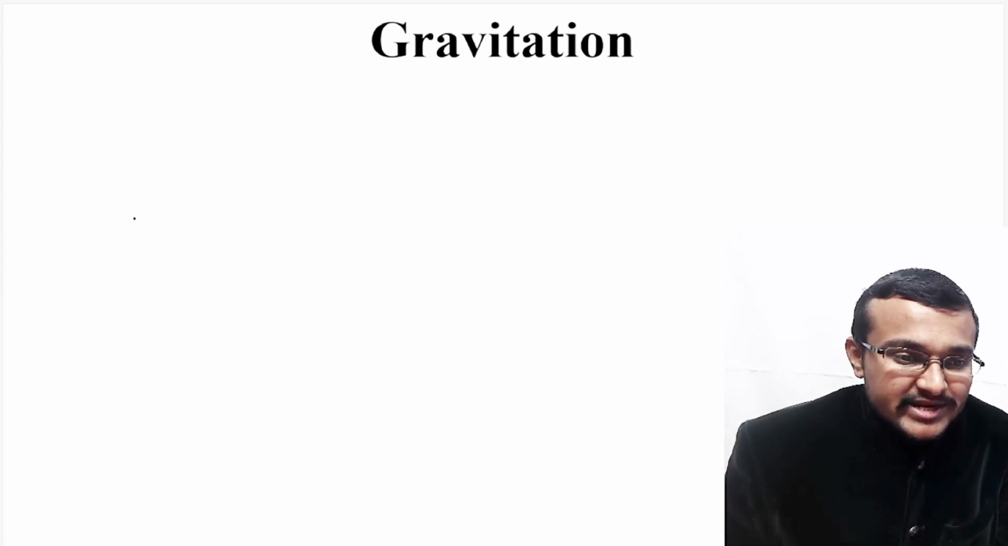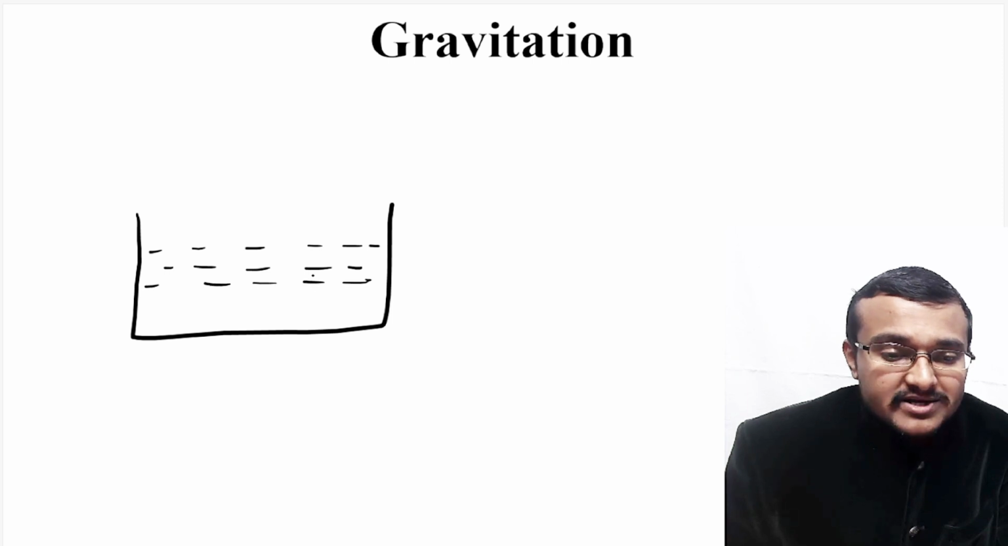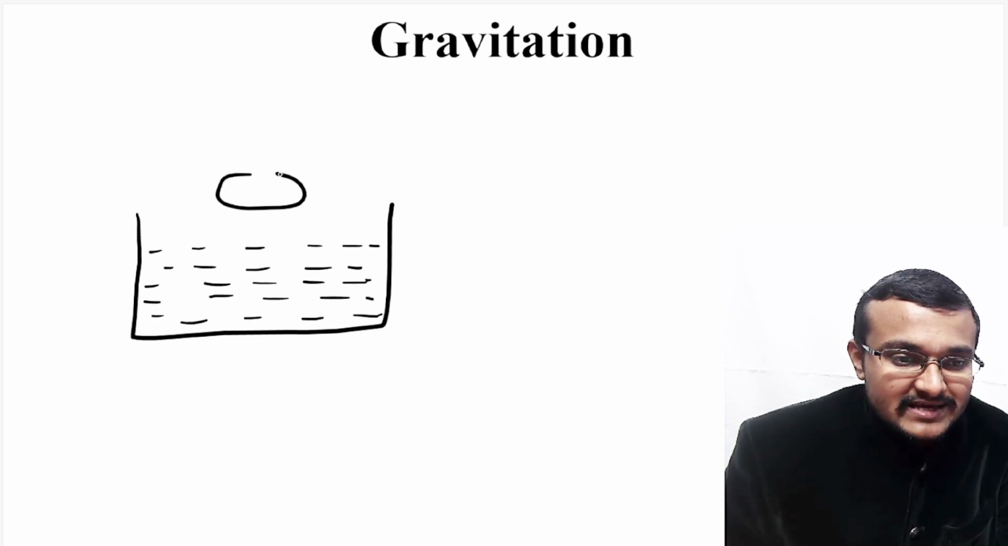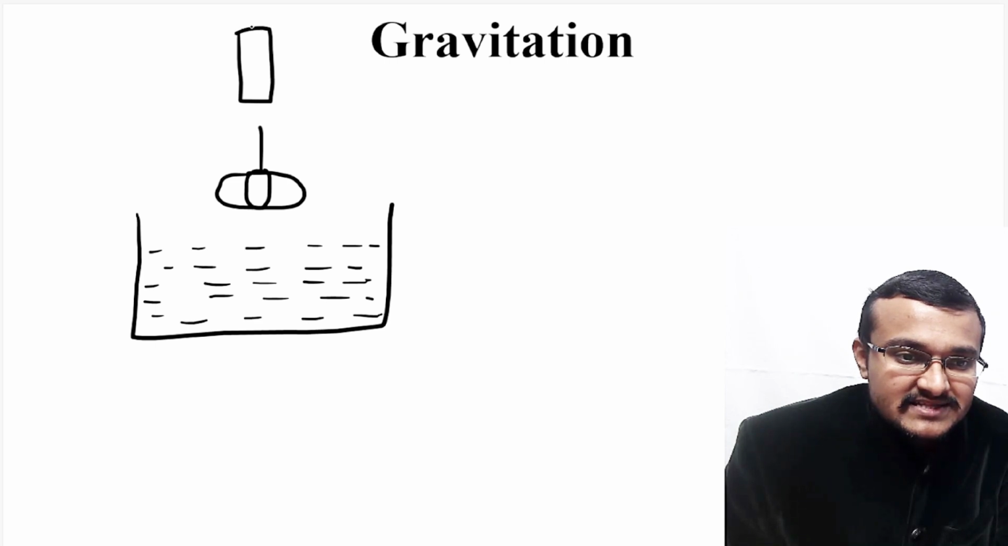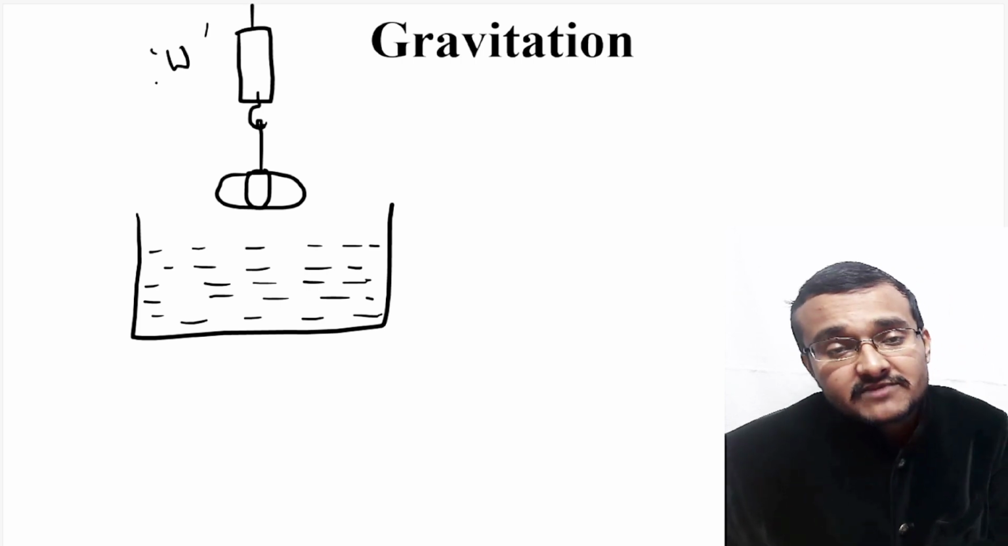Now we will take one more example. Let us take water in a container and take one stone like this. If you tie a thread to this stone, and the thread is tied to a weighing balance which is hung over this, the balance holds the thread. Now it will show a certain amount of weight measurement on the weighing balance.